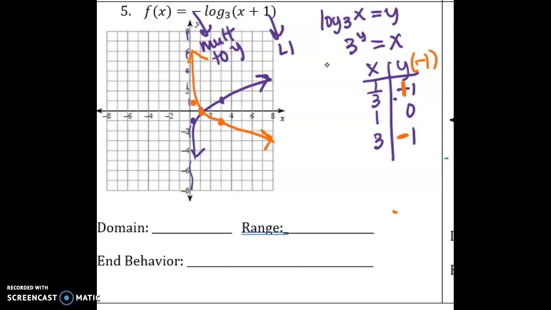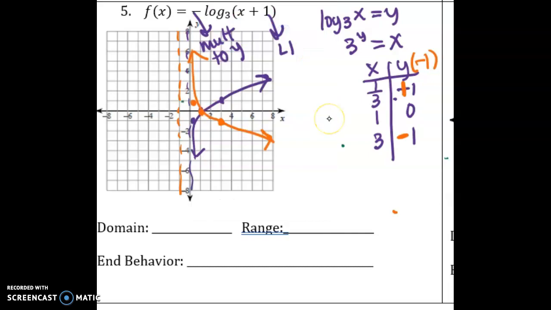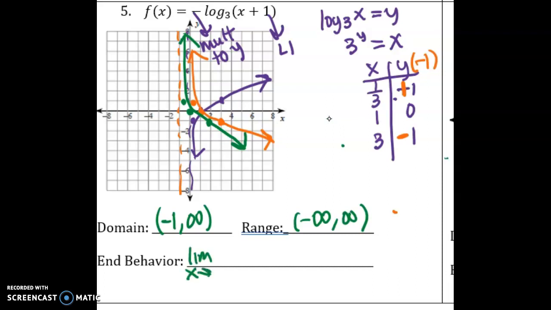Right, and we are shifting this to the left one, so we're going backwards 1. So my asymptote is now here. Let's switch colors so it's a little bit easier to read. And so this bumps back 1, this bumps right here, and this bumps right here. So our domain is -1 to infinity. Our range is -infinity to infinity. And our end behavior, the limit as x approaches infinity of f of x is -infinity. And the limit as x approaches the asymptote, which is -1, from the positive end is positive infinity.